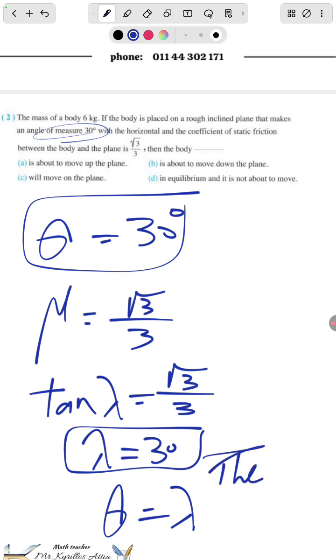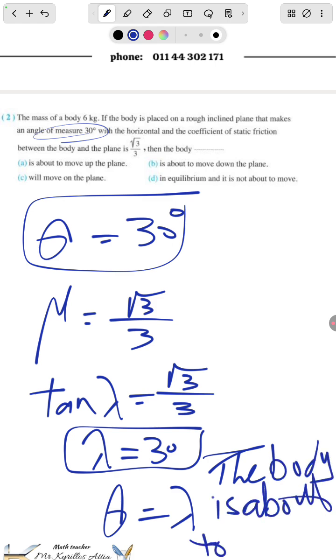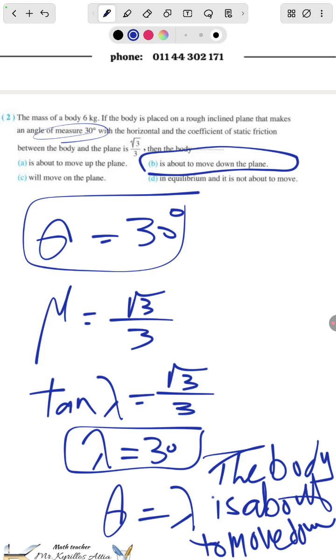The body is about to move down. Okay, the body is about to move down the plane.